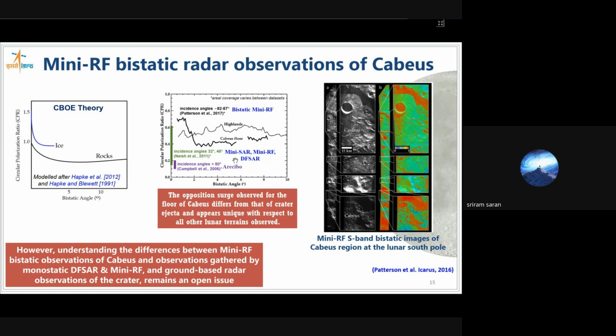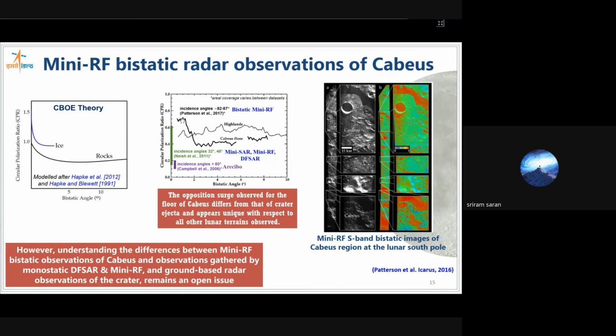So the figure in the middle summarizes all the observations carried out so far for Cabeus. It shows the monostatic ground-based observations as well as the monostatic Mini-SAR and Mini-RF observations, as well as the DFSAR observations. It shows the CPR ranges observed from these, as well as the curves, which show the bistatic Mini-RF observations of Cabeus, and you can clearly see the opposition effect when the bistatic angle reaches near zero.